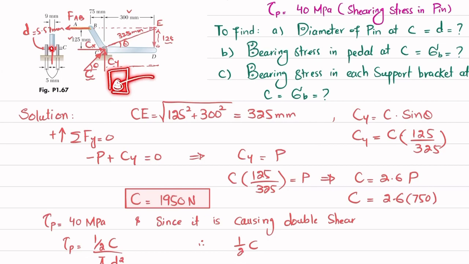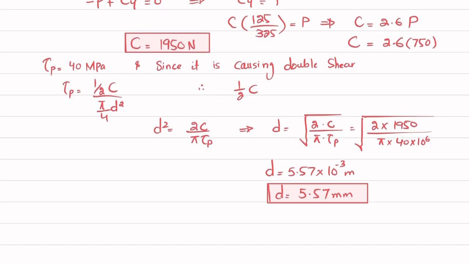Now if you look at this point, this shaft will have this diameter, so we will find the bearing area. Bearing stress is equal to bearing force divided by bearing area. If you have a hole, the bearing area will be equal to d into t. So we will find the second part, the bearing stress. Bearing stress is equal to force, here the force is C, divided by bearing area, which is D into T.